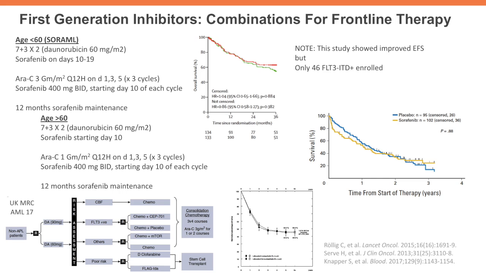Using these drugs in frontline combinations, particularly studies of sorafenib or lestaurtinib, also failed to show improvements in overall survival. Although the sorafenib addition to frontline 7+3 and high-dose Ara-C post-remission therapy did improve event-free survival, with the caveat that a relatively small number of patients with FLT3 ITD mutation were enrolled on this trial.